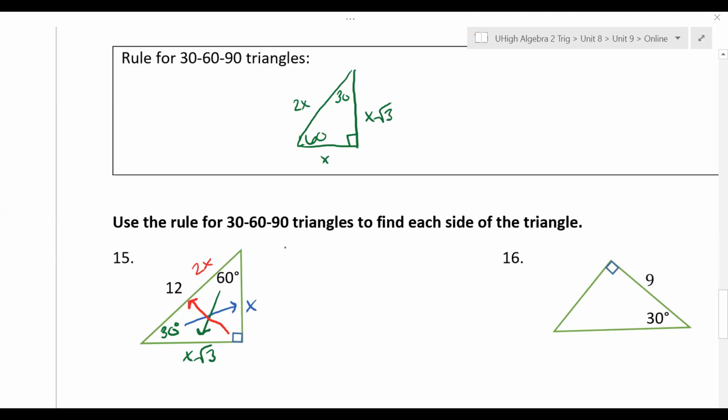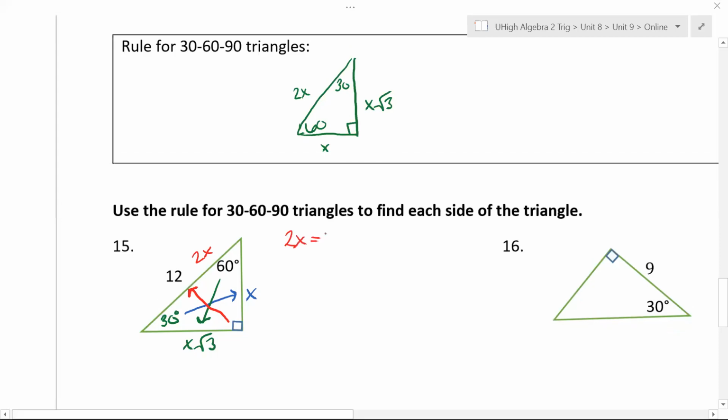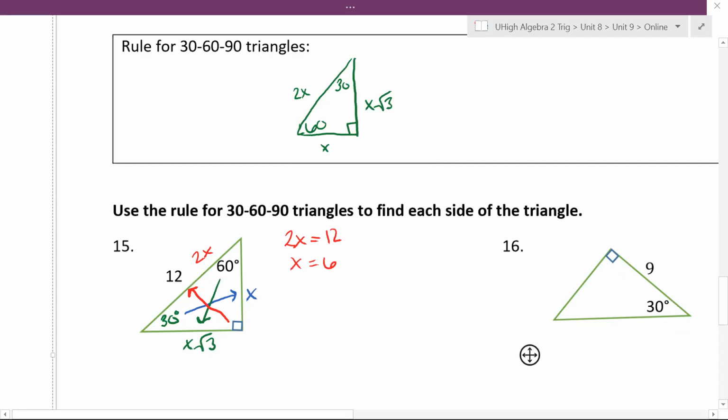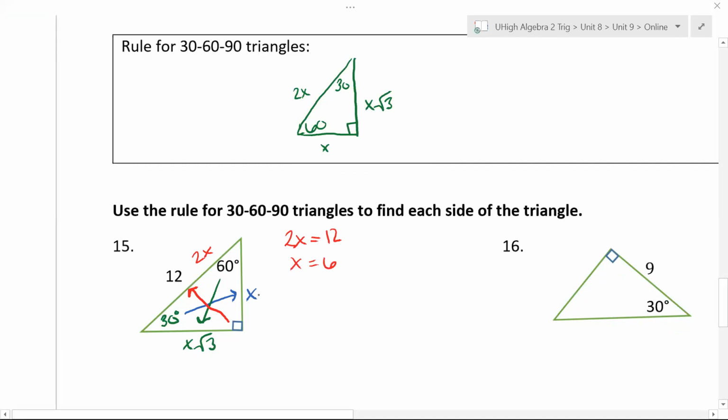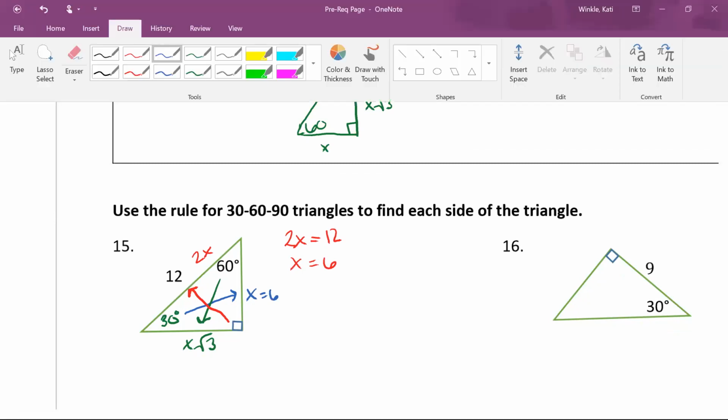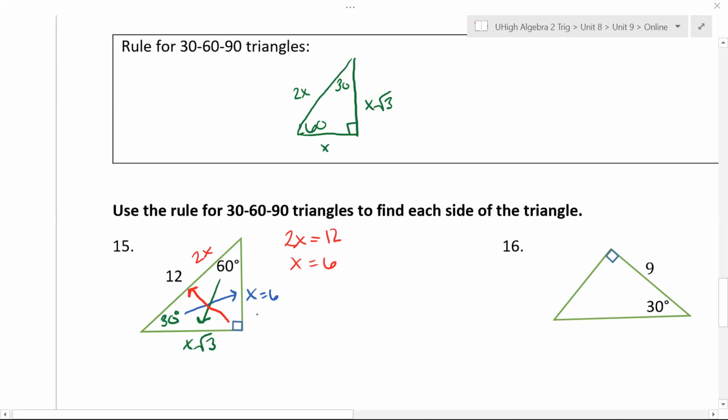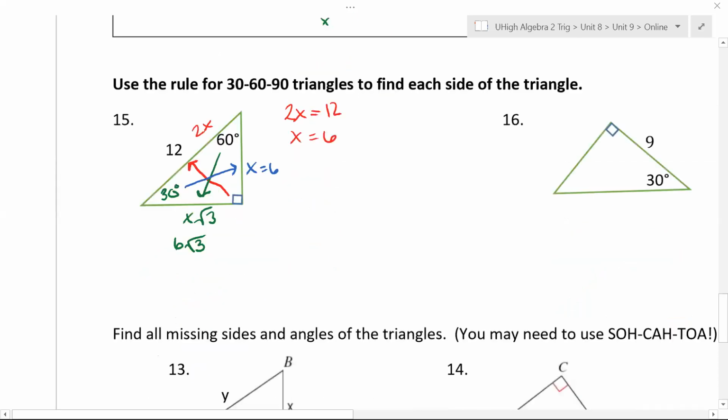So if we know that my 2x side is equal to 12, the value of x is going to have to be 6. So I know that this side here is equal to 6. And then my last side, if x is 6, then I would do x root 3. So 6 times the square root of 3 for my third side. And there we go. We're all done with that number 15.